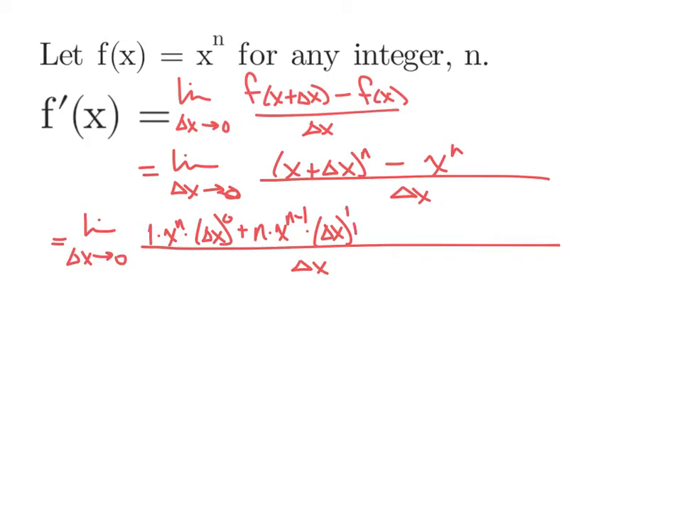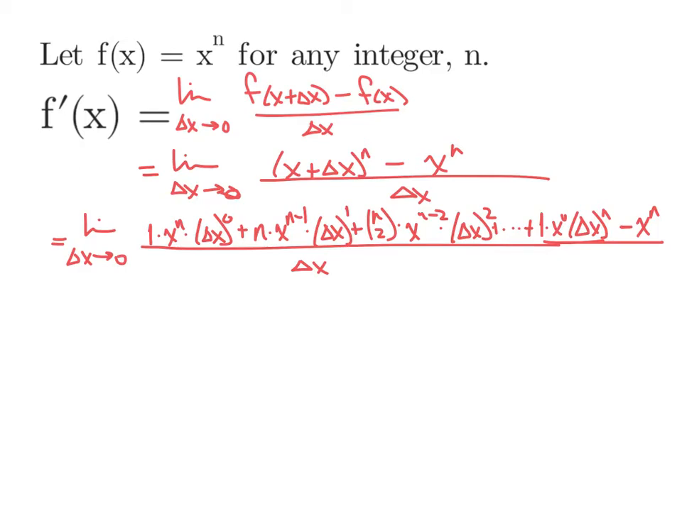And then the next term is going to be n choose 2 times x to the n minus 2 times delta x to the second. And that's going to continue until we get down to n choose n, which is 1, x to the n minus n, which is x to the 0, and then delta x to the n. But that's the entire expansion of x plus delta x to the nth power. We still have to subtract off x to the n. So our fraction bar goes a little bit further.